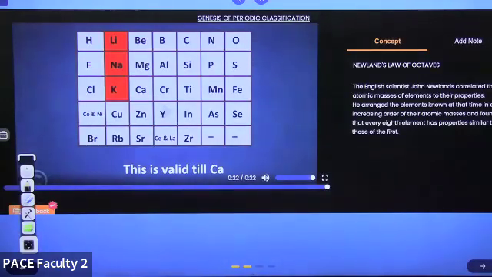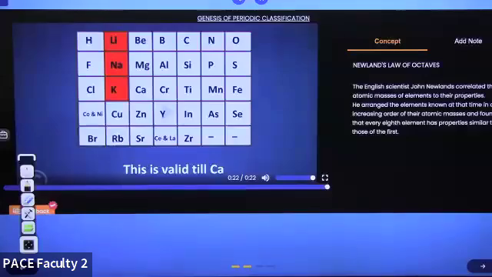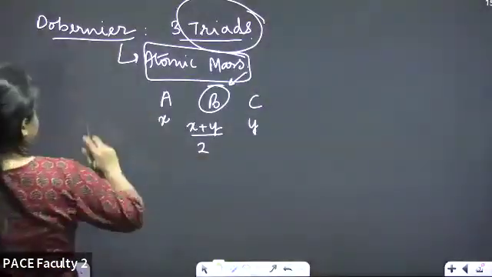Those who can, give an example. Help me out in this chapter. I know you've already done this chapter. Dumka, you have also, I think. Please let me know some examples of the Dobereiner triads. Look, so which were the Dobereiner triads?